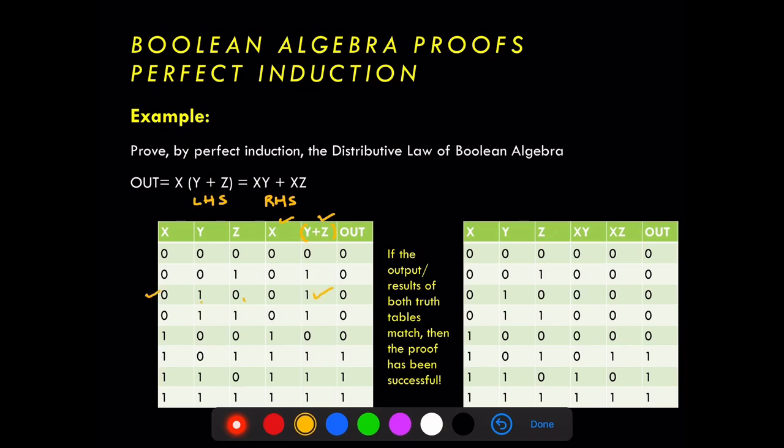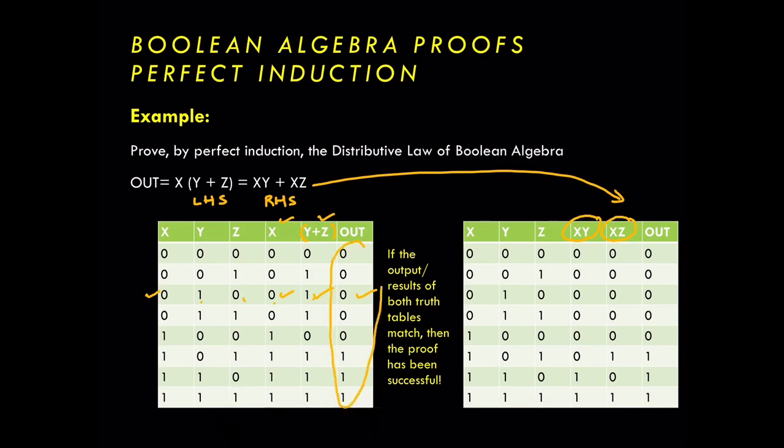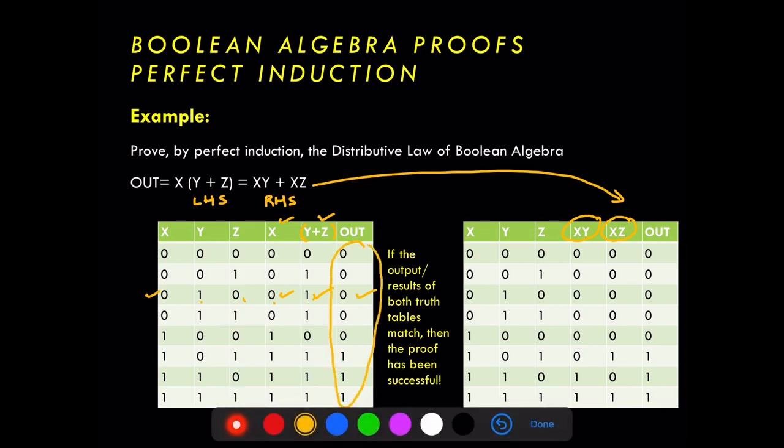X is copied here as 0. And then 0 and 1 is equal to 0. And so on down the remaining 7 lines of the truth table. In the right-hand side of the truth table, we'll look at two helper columns, xy or xz, since our goal is to prove that xy or xz is equivalent to what we came up with in the left-hand truth table.